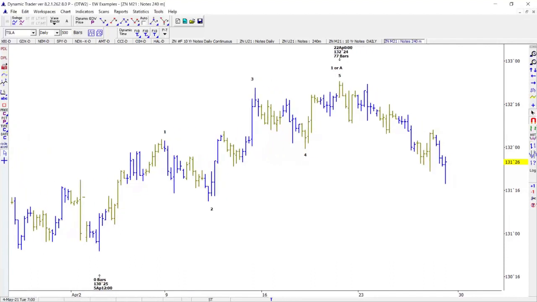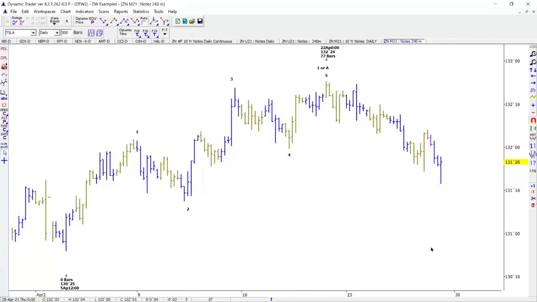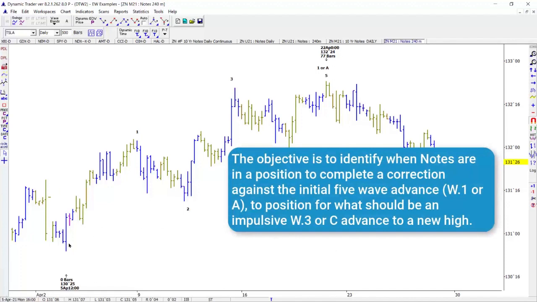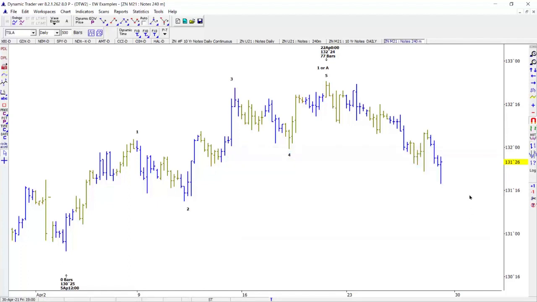So let's add some more data on the chart. Our objective at this point in time is to identify the end of a correction against this 5-wave advance, which we are considering a wave 1 or A. When the wave 2 or B is complete, we should have another advance or bull trend, probably similar, if not greater, to what I have labeled a wave 1 or A. That's, I believe, more than a 2-week, almost a 3-week trend.